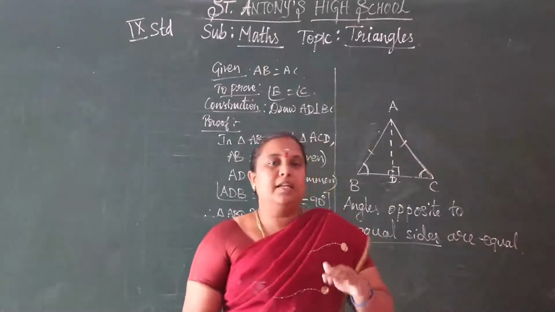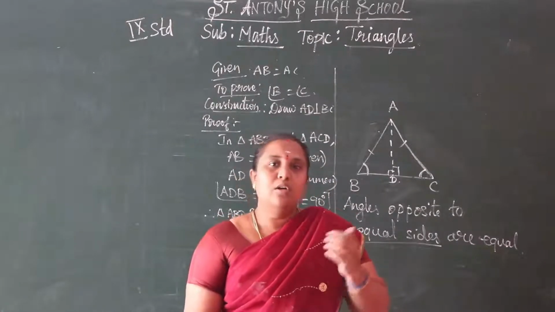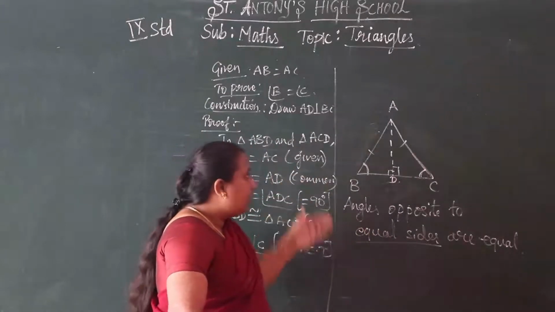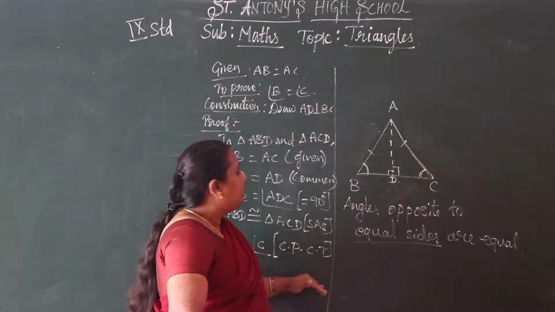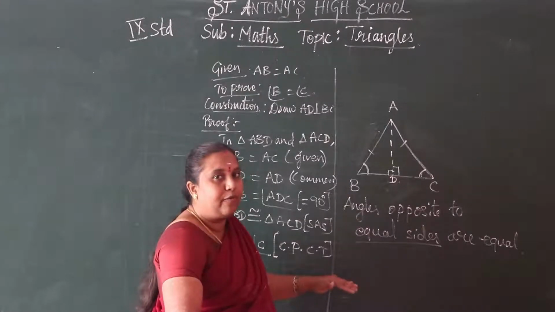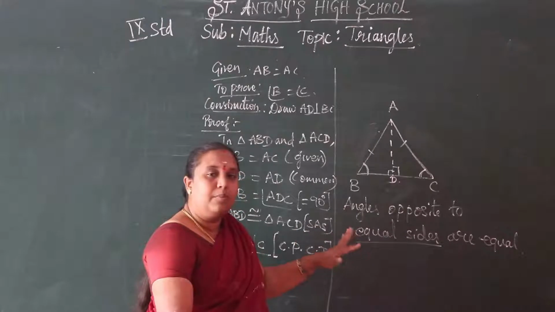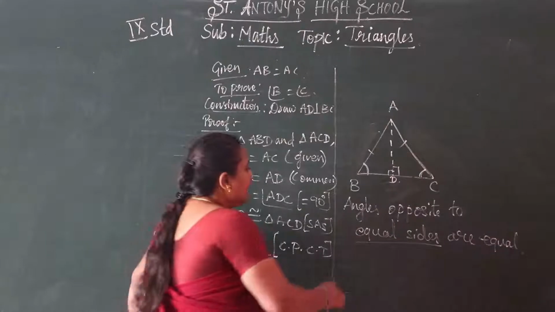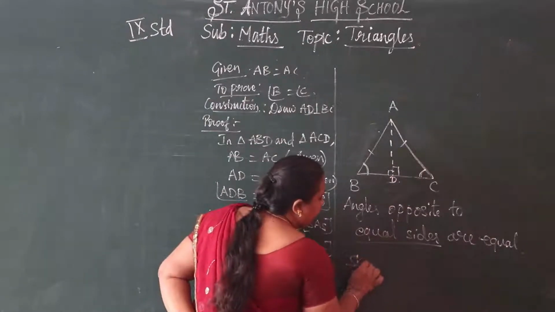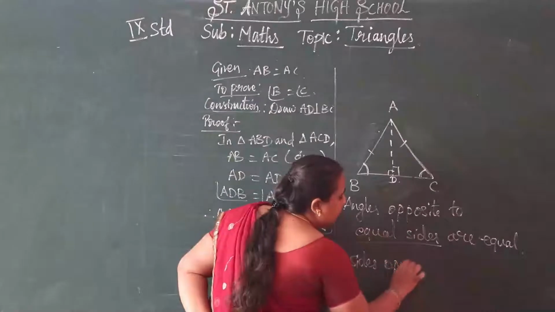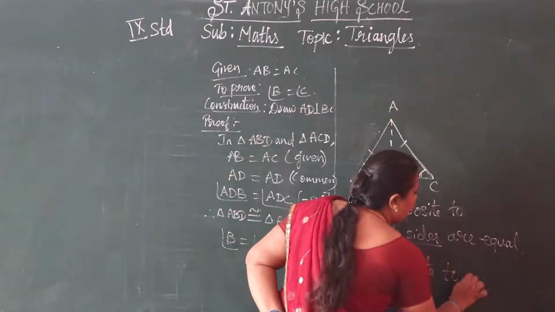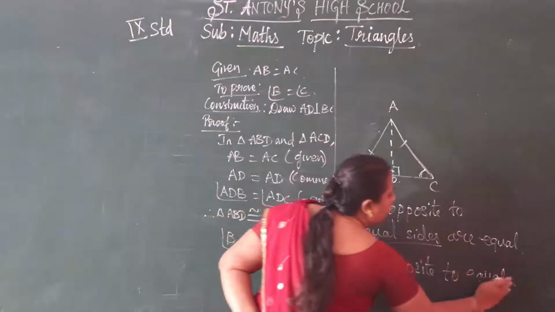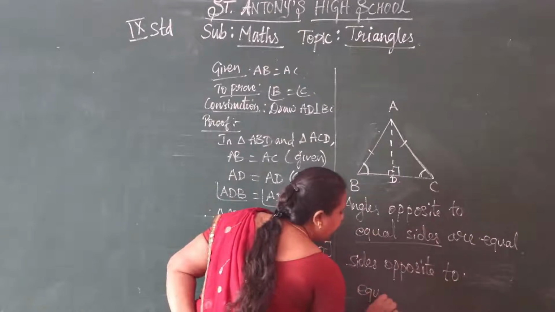The converse of this property is also true, but the proof is not given for you. The proof is just like this one, based on this only. So what is the converse of this property? Sides opposite to equal angles are equal.